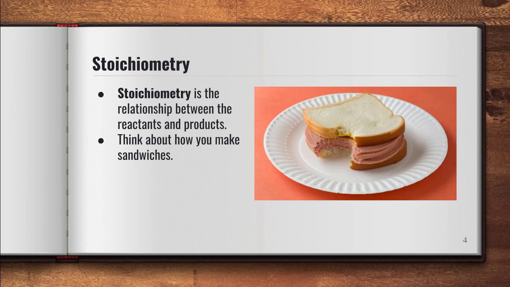I can make at the end if I give you so many pieces of bread and so many pieces of bologna. So for example, if I have 10 pieces of bread and 10 pieces of bologna, then, based on my formula of 2 pieces of bread and 2 pieces of bologna per sandwich, I can make 5 sandwiches. If I have 20 pieces of bologna and 20 pieces of bread, I can make 10 sandwiches from that. So we need to think about the relationship between our reactants and our products to determine what we're going to get at the end, just like our sandwich example.